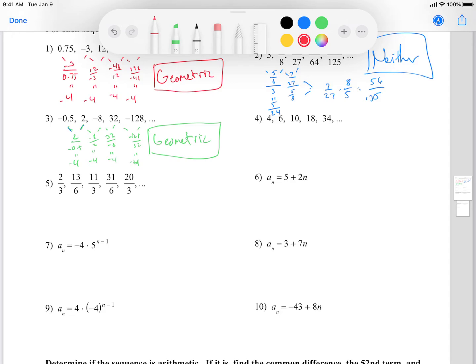All right, we got one for neither. Let's look. If I look at the common difference, 4 plus 2 is 6, but 6 plus 4 is 10, so it's not arithmetic. Let's see if it's geometric. 6 divided by 4 is equal to 3 over 2. 10 divided by 6 simplifies down to 5 over 3. So this is absolutely neither, because it doesn't have a common difference, nor does it have a common ratio.